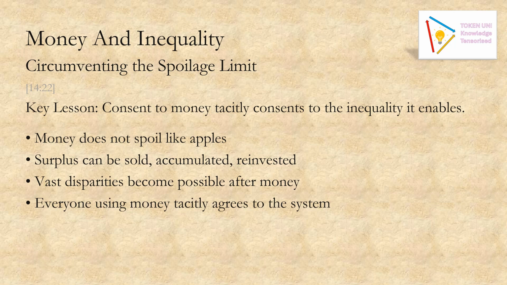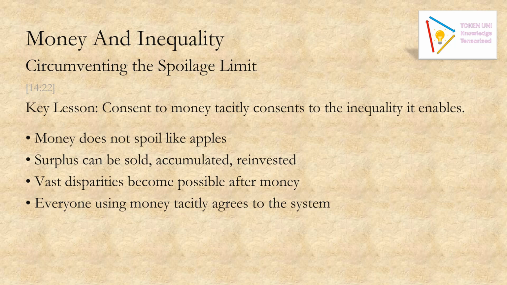So you can sell your surplus apples for money, accumulate the money, and use it to acquire more land. The spoilage limit is effectively circumvented by consent. This explains, and to some extent justifies, economic inequality. Before money, no one could accumulate much more than anyone else. After money, vast disparities become possible.